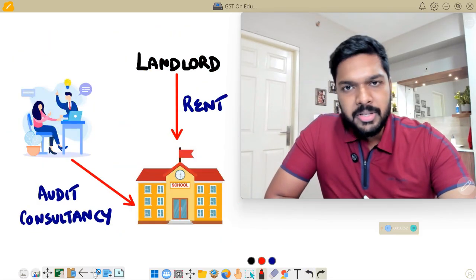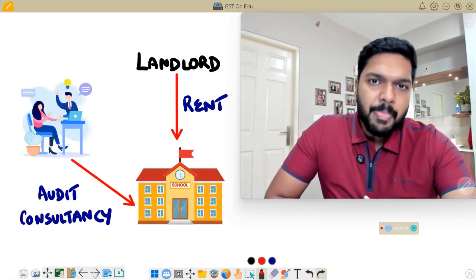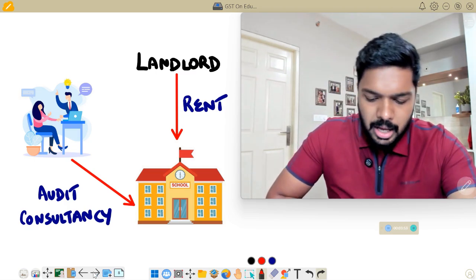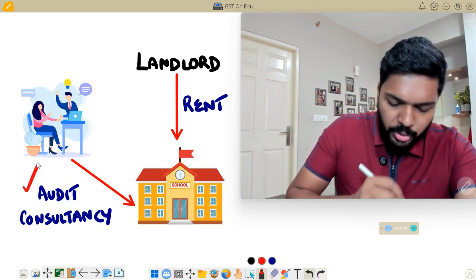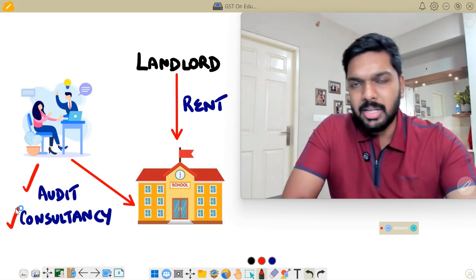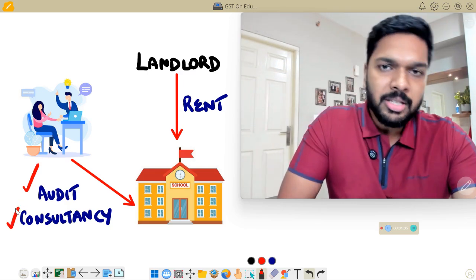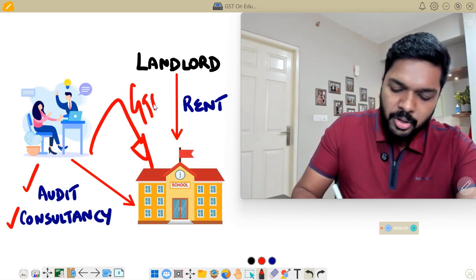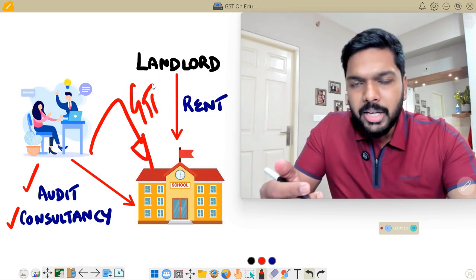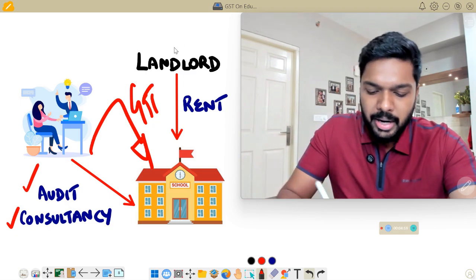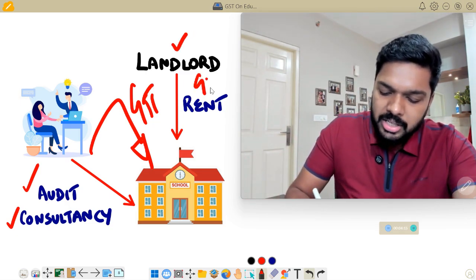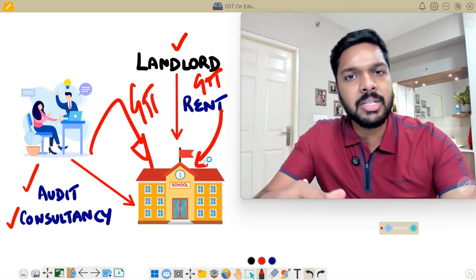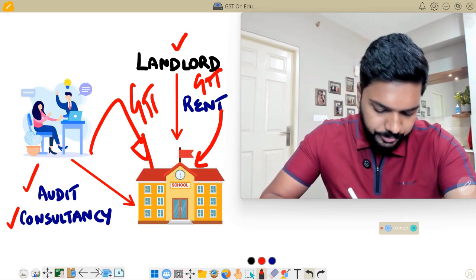Talking about other services, we did speak about specific services like catering, security, transportation and cleaning. But if you have an auditor doing the audit, or a consultant appointed to do consultancy services for the school, on their bill to the school, they will definitely charge GST because it is not an exempt service. Similarly, on rental services being provided by a landlord, whether he is going to charge GST or the school is paying GST on reverse charge, GST will definitely be applicable because it is again not an exempt service.